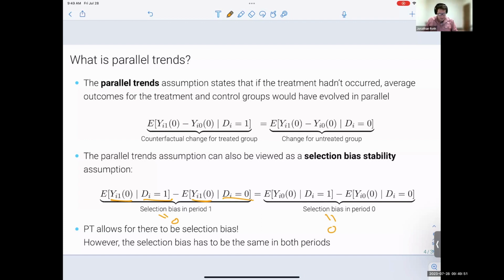The reason that parallel trends is a little bit more flexible is that it could be that this is not 0, so there's some selection bias. It could be that this is 1, say, but then this is also 1. So randomization corresponds to the specific case where both of the selection biases are 0, but here we're allowing the selection biases to be non-zero in each period, but they have to be the same.